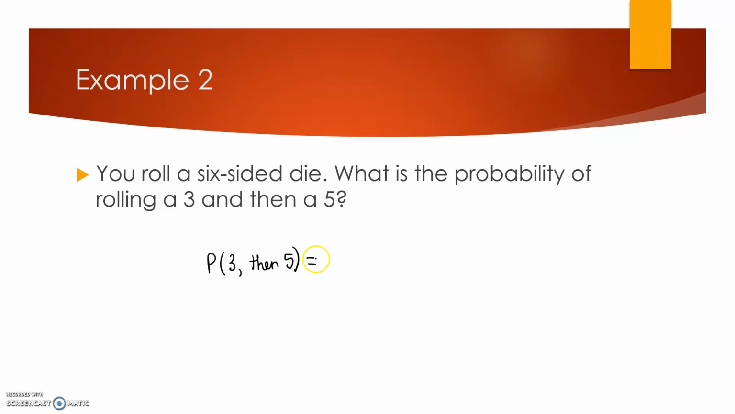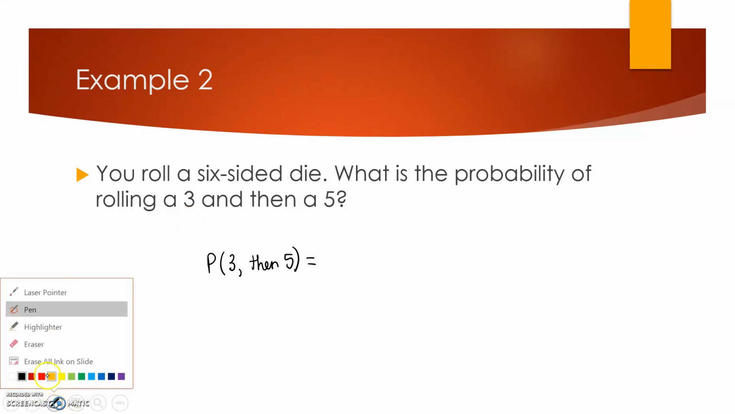So this is kind of what we talked about with expected value. If I roll a 3, it doesn't mean that it increases the probability of me getting a 5. The probability stays the same. We're not using expected probabilities here, we're using theoretical.